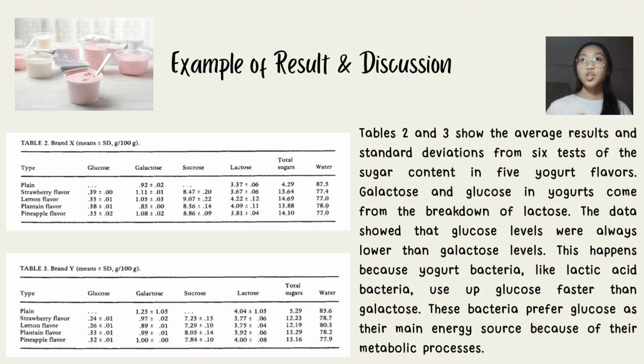Tables 2 and 3 show the average result and standard deviation from 6 tests of the sugar content in 5 yogurt flavors. Galactose and glucose in yogurts come from the breakdown of lactose. The data show that glucose levels were always lower than galactose levels. This happened because yogurt bacteria, like lactic acid bacteria, use up glucose faster than galactose. These bacteria prefer glucose as their main energy source because of their metabolic processes.